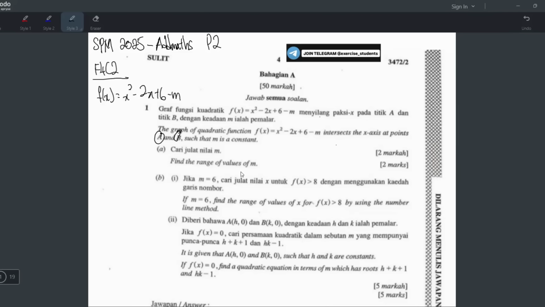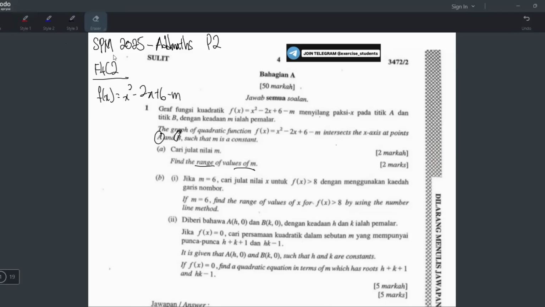And we have to find the range of m, right? So when you see the words find range in exam, that means your final answer will have the symbol smaller or bigger, ataupun smaller sama dengan, bigger sama dengan, ataupun in between lah. That's what it means by range. In Addmaths, when you see the words find range, your answer will definitely have one of these symbols. So how do I find the range of m?